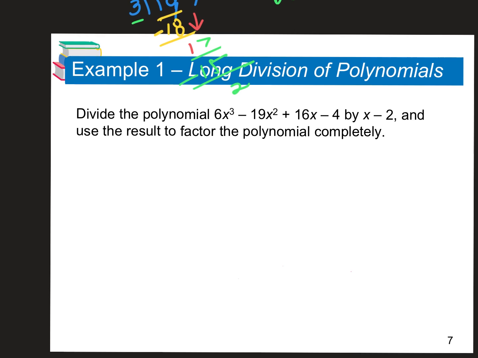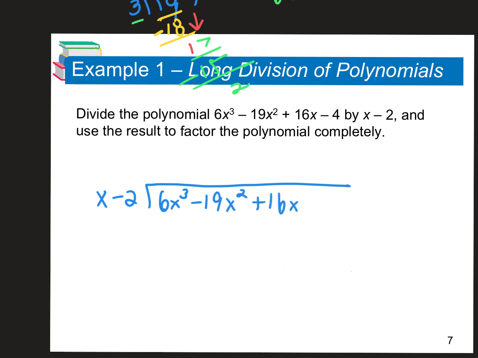So this says divide the polynomial by x minus 2. So whatever you're dividing by is going to go on the outside. Whatever you're dividing into goes on the inside. So I have 6x cubed minus 19x squared plus 16x minus 4. Now the first thing to look for, guys, when you're dividing, whether it's long division or synthetic, is you have to make sure there's no gaps, there's no holes. Meaning, what is the highest exponent that's inside my division problem? x cubed.